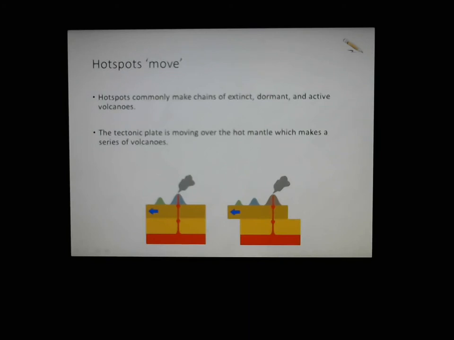The ones that are very far from the hotspot are extinct, the ones close to it are considered dormant, and the ones right over the top are active. And because the tectonic plate slips off to the side, it ends up creating this chain of volcanoes. Now, we see it because we tend to think of the Earth as not moving all that much, that the hotspot is going this way, but it's not. The plate is sliding over the top of it, while this stays here.